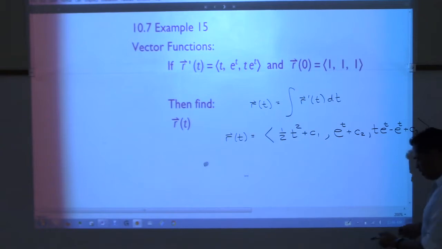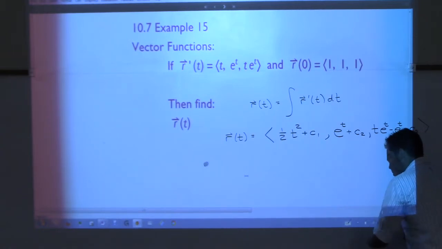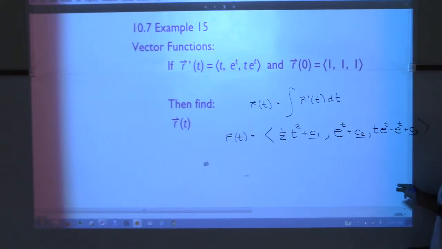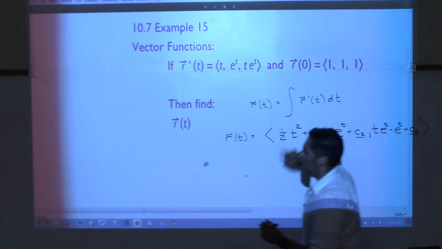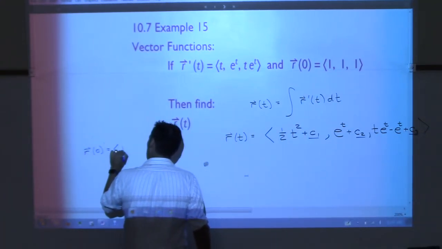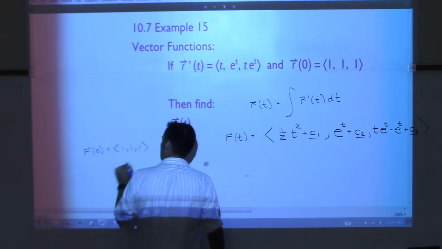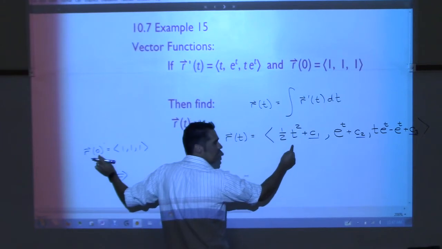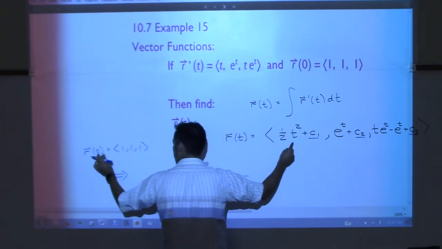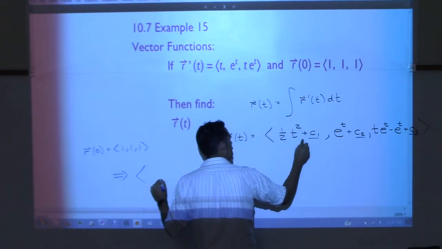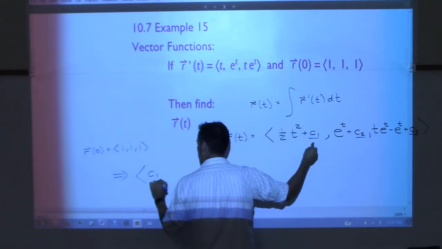Okay, so I want to know what C1, C2, and C3 are. I'm trying to figure out what these constants are. If I can nail these constants down, then I have the actual position function. Using this information, I know that R of 0 being 1, 1, 1 implies that when I plug in 0 for t, let's try that. I get 0 here, gone. I just have C1, right?